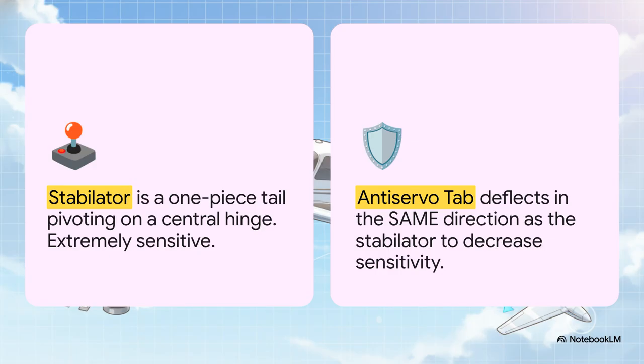So to keep the pilot from accidentally overstressing the airframe, it uses an anti-servo tab. You absolutely must remember this for the test. Unlike a normal trim tab, an anti-servo tab moves in the exact same direction as the stabilator. You pull back, the tab goes up, catching the wind and adding artificial heavy resistance to the yoke. It's there to stop you from over-controlling the plane.